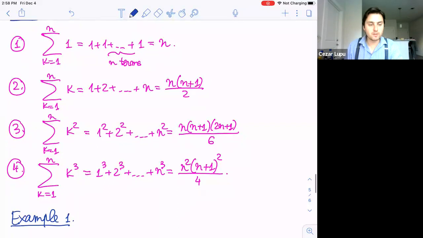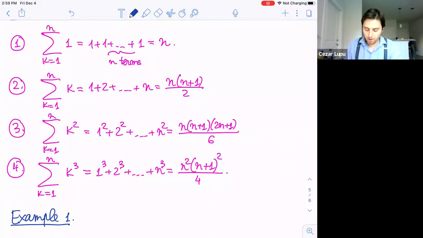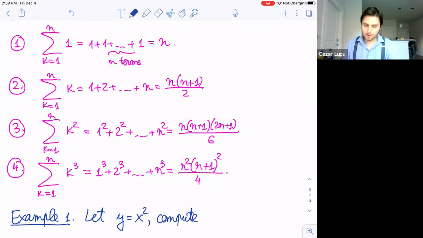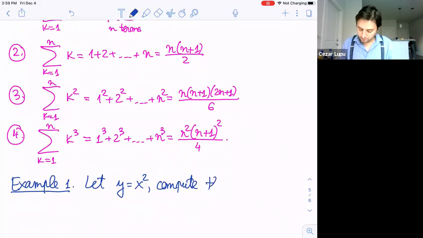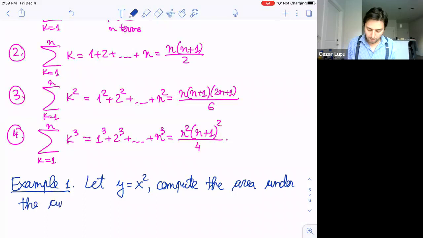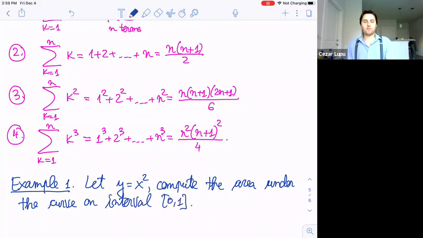All right, now I'm going to consider the following. I'm going to consider the simplest parabola. So let y be x squared, right? And we would like to compute the area under the curve on the interval 0, 1, closed interval 0, 1. As you can see, the curve is clearly y equals x squared.